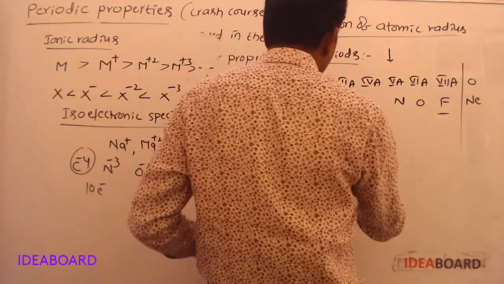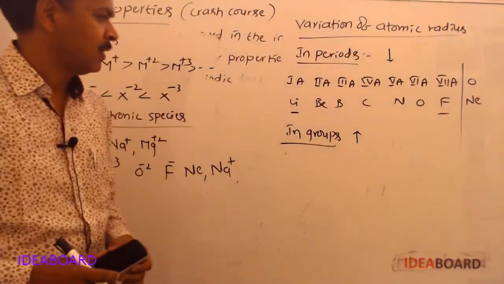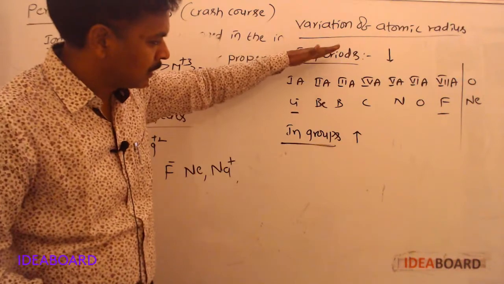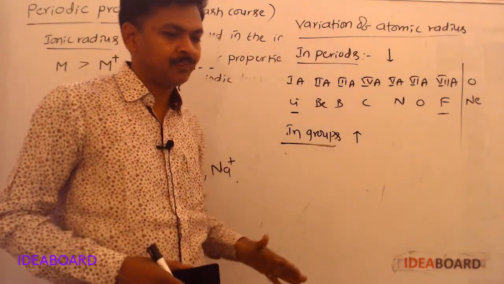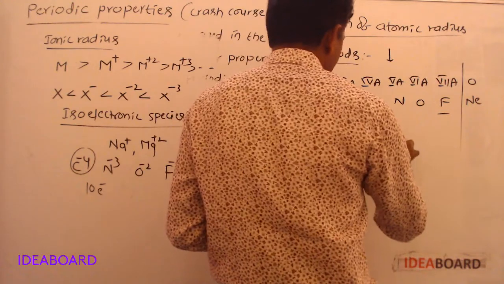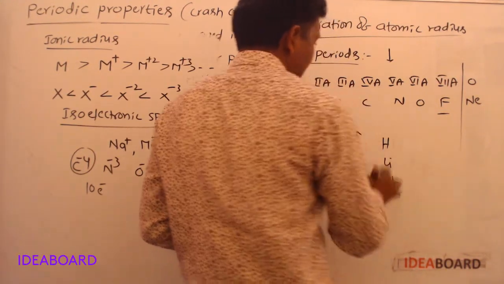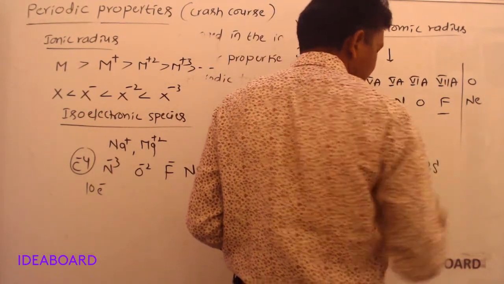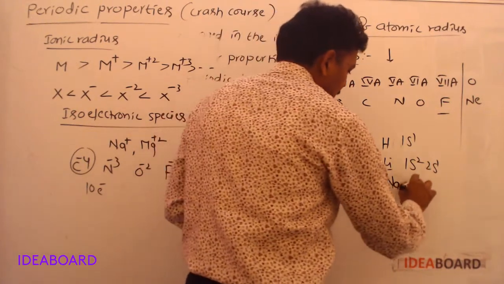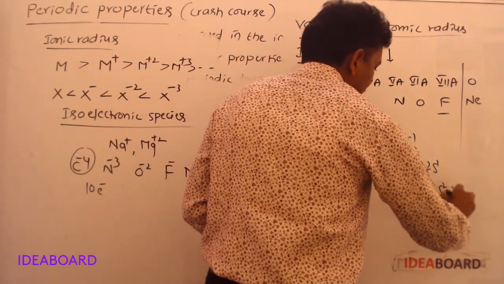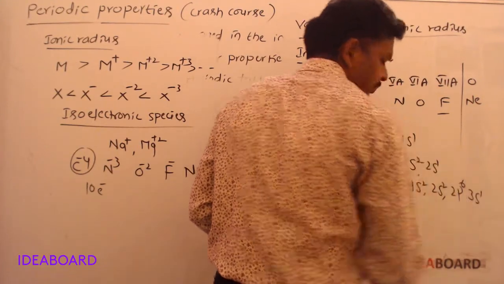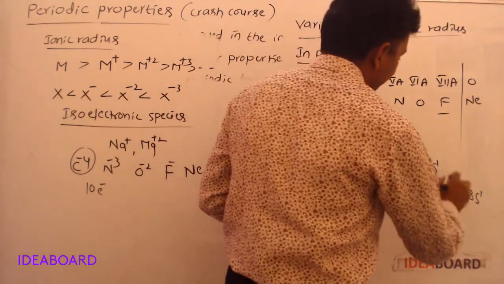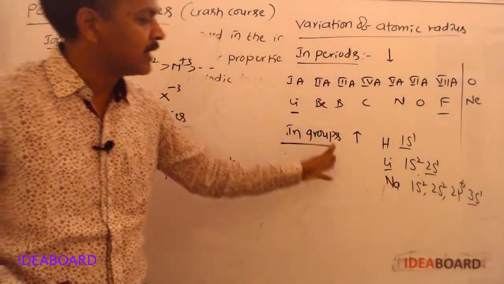Next, in groups. In groups, atomic radius increases. Why it increases: as we move from top to bottom in groups, the number of orbits increases. Hydrogen contains only one orbit, but lithium contains two orbits, 1s2, 2s1. If we take sodium, 1s2, 2s2, 2p6, 3s1, the number of orbits increases. That's why in groups atomic radius increases.